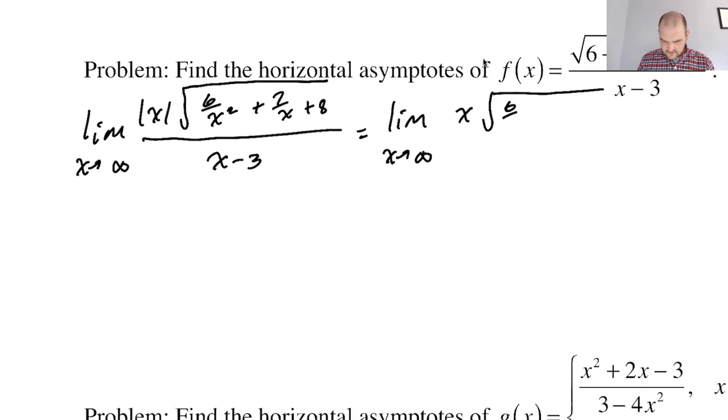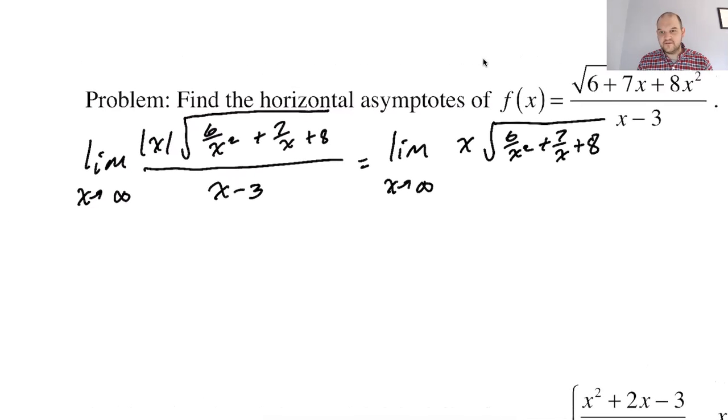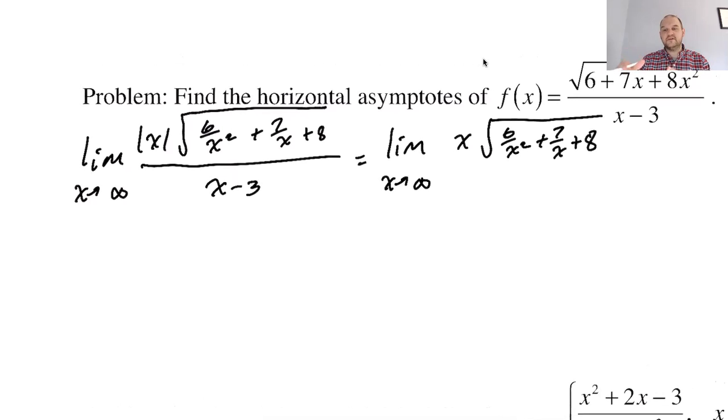So we have 6 over x squared plus 7 over x plus 8. And we know that the only thing that really matters in there is going to be the 8, because when we go to infinity, 6 over x squared, 0. 7 over x, 0. The only thing that really matters is 8, but you got to write them anyway. All over x minus 3.